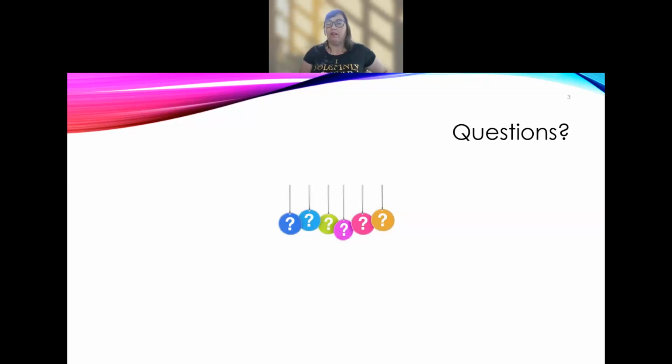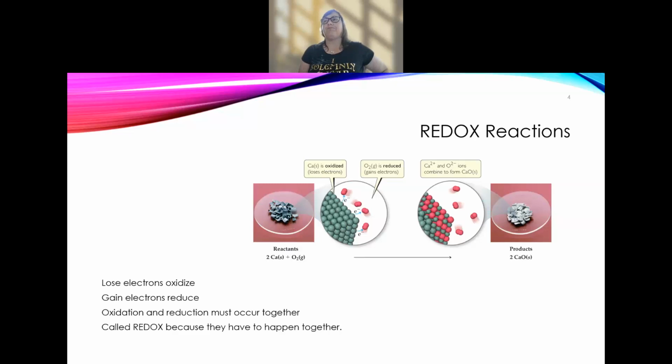Okay? So redox reactions. So we take a reaction. We've looked at something like this before. 2Ca plus O2 gas goes to 2CaO. And we know that CaO, being a metal and a nonmetal, is an ionic compound. And so Ca becomes 2+, O is 2-. That's a neutral compound.